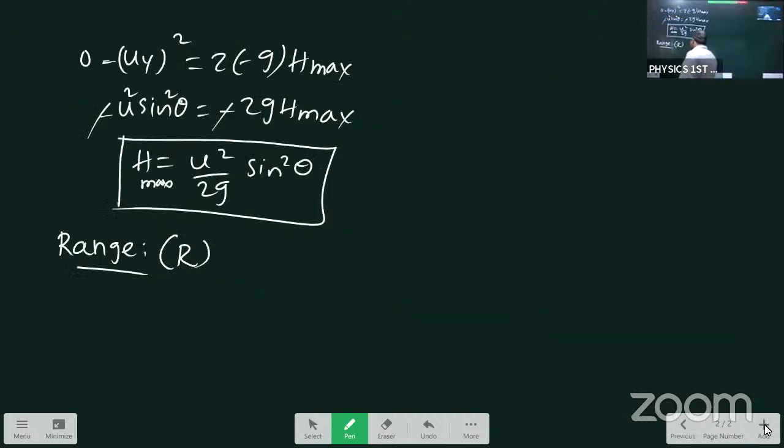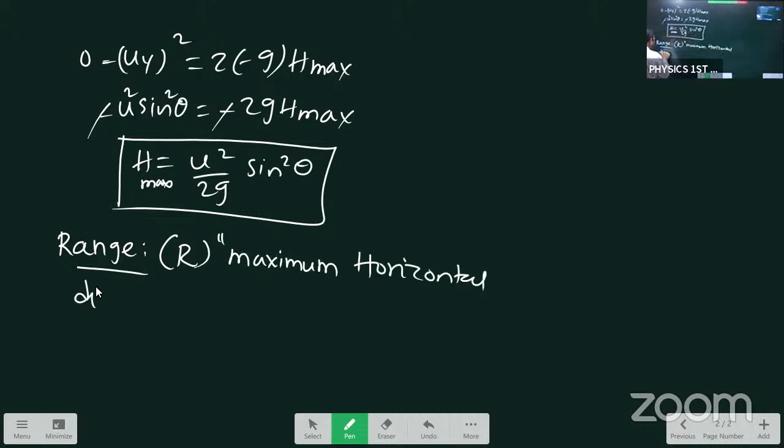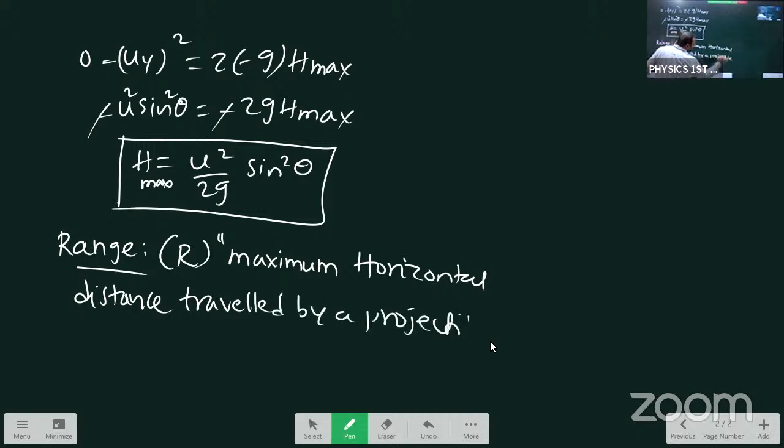That is range. We are writing: maximum horizontal distance, previously vertical, now horizontal distance, maximum horizontal distance traveled by a projectile during its time of flight.